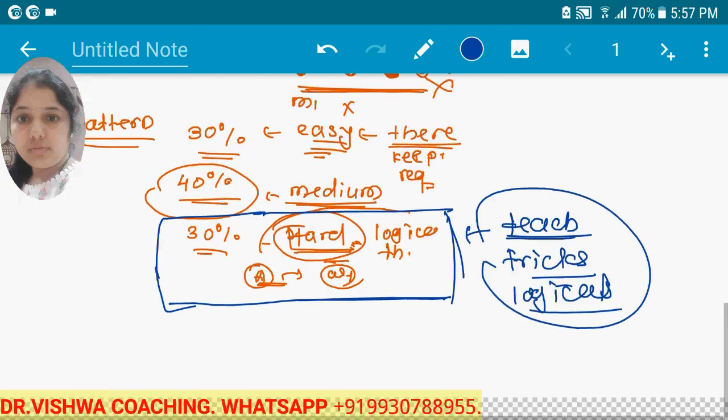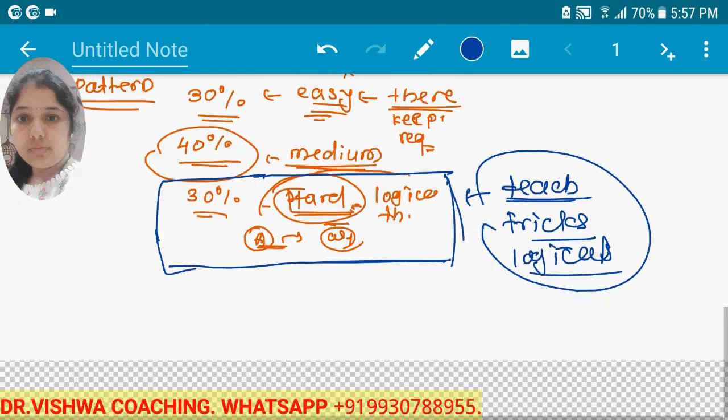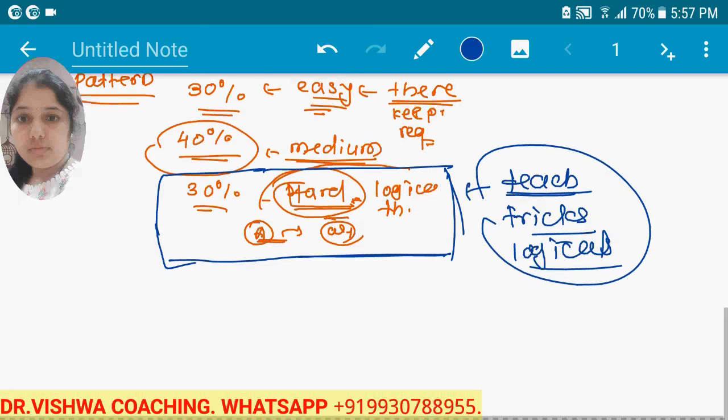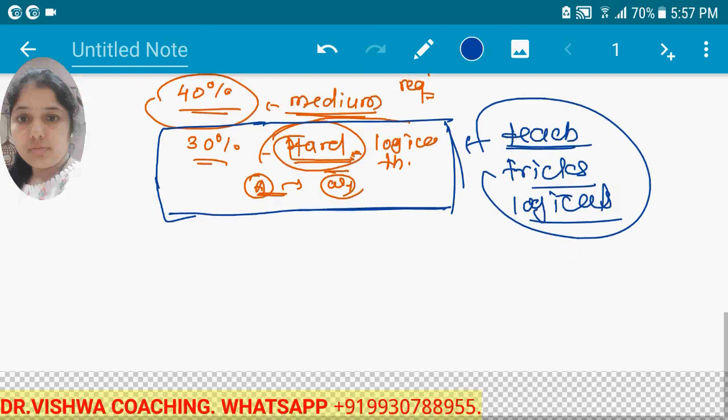Okay, now moving to the subjects. Now the first subject, as we discussed, is English. English is very easy for all of our kids, because from nursery they are learning the subject English.